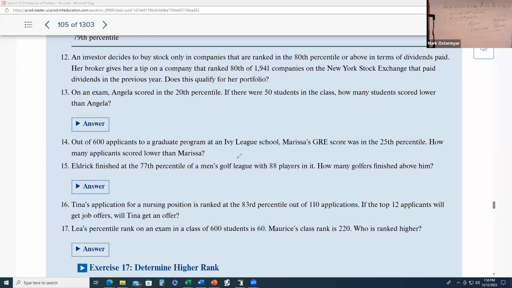First, the score is a 25th percentile. How would we figure out how many people scored lower than her score? Well, how many people took this exam? There were 600. And of 600, 25% must have scored what? Lower. Do you agree? So Liz, we have to take 25% of 600, which is 0.25 times 600.